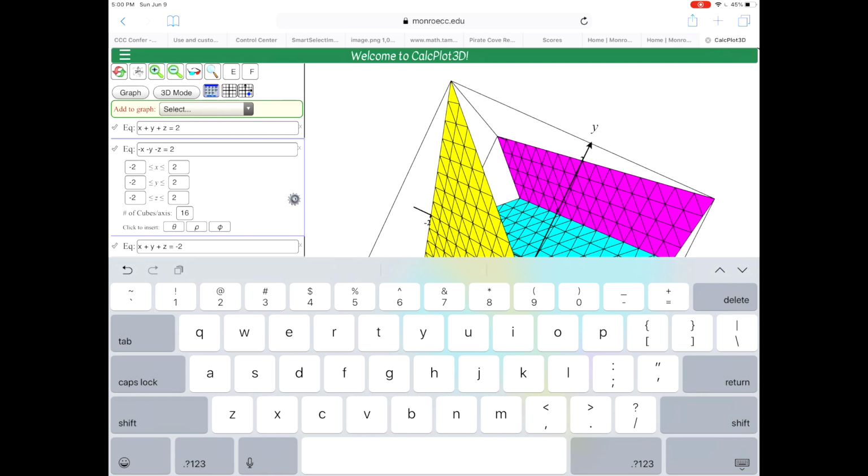And I'm going to kind of extend the window on it. Maybe then we'll get to see how they look different.